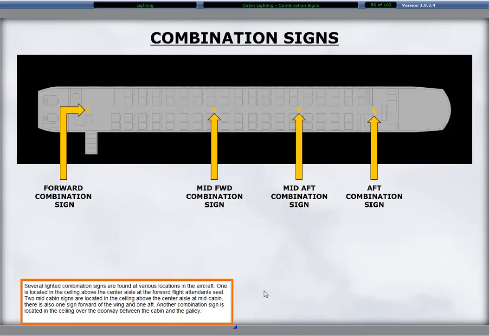Several lighted combination signs are found at various locations in the aircraft. One is located in the ceiling above the center aisle at the forward flight attendant's seat. Two mid-cabin signs are located in the ceiling above the center aisle at mid-cabin. There's also one sign forward of the wing and one aft. Another combination sign is located in the ceiling over the doorway between the cabin and the galley.